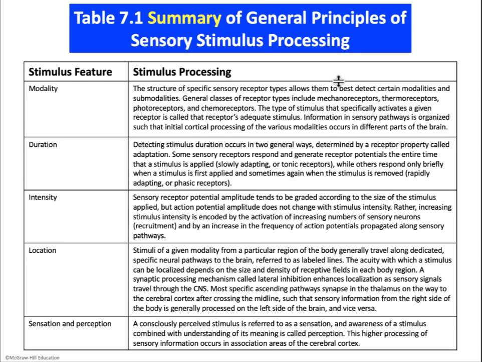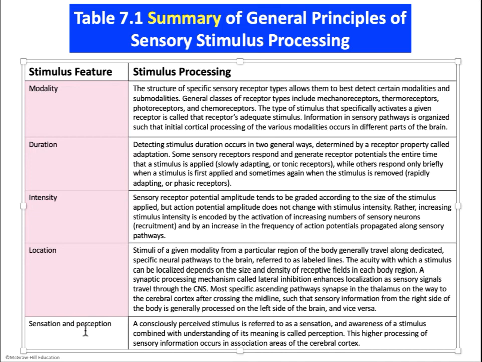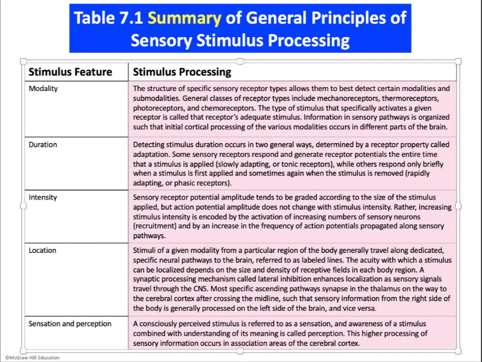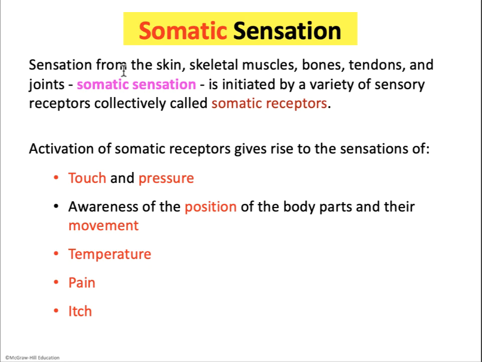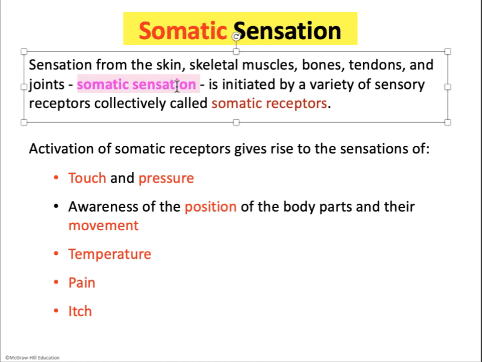Table 7.1 does a good job of presenting a summary of the stimulus feature and the processing of the stimulus thereafter. Sensation coming from various parts of the body, including the skin, the skeletal muscles, bones, tendons, and joints, is referenced as somatic sensation, and it's initiated by a variety of sensory receptors collectively known as the somatic receptors. These receptors give us the ability to sense touch and pressure. They allow us to be aware of our body's position and their movement.